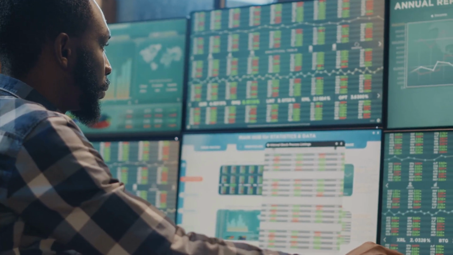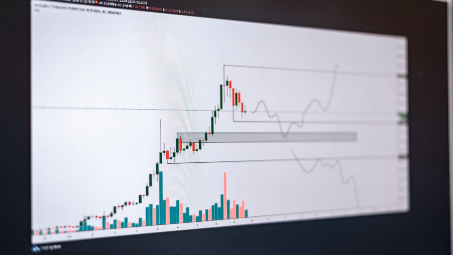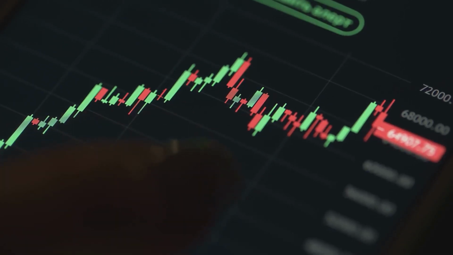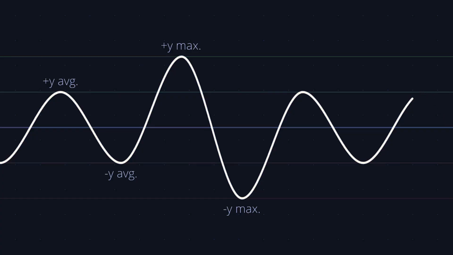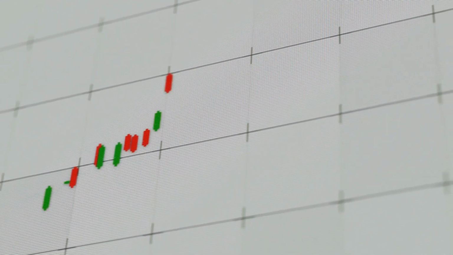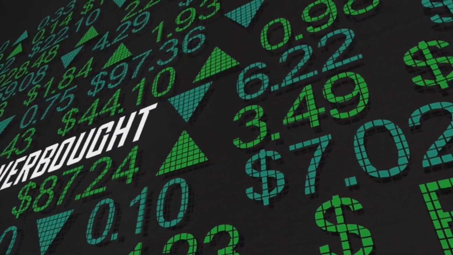Why does this matter? Because momentum oscillators can signal when a trend is running out of steam or about to reverse. They typically move between set levels like 0 and 100, or oscillate around a central line. When they hit extreme levels, it can mean the market is overbought or oversold.